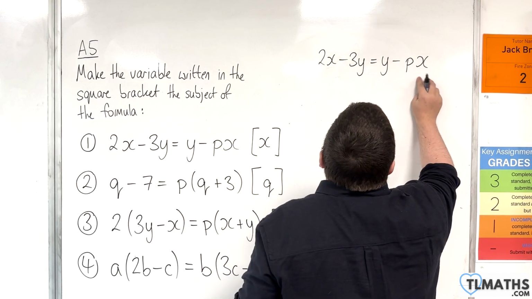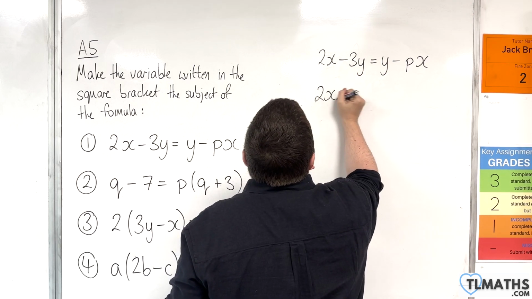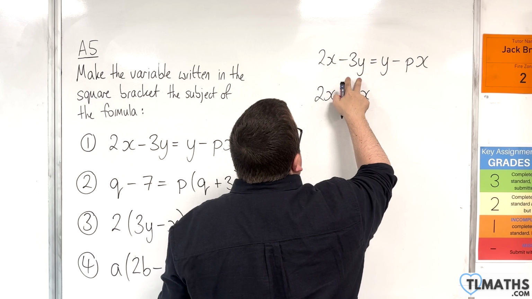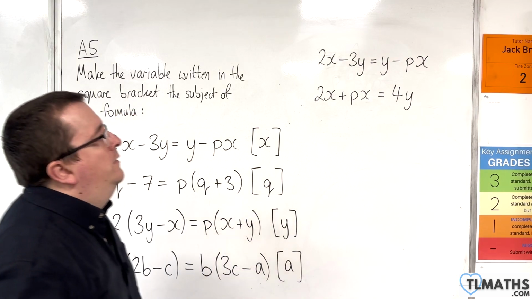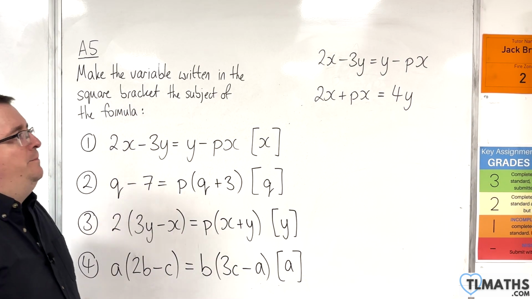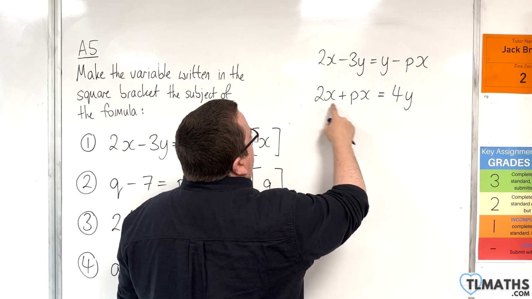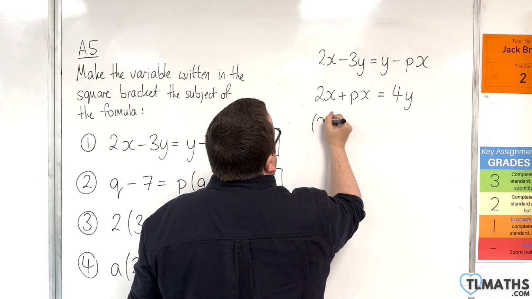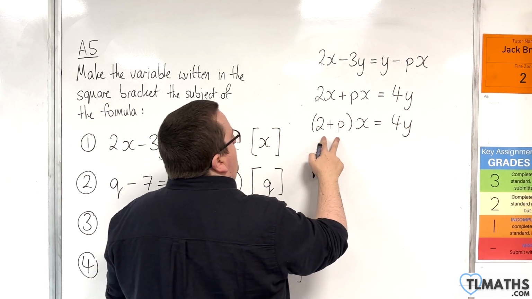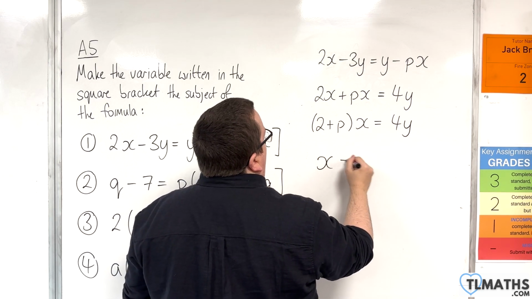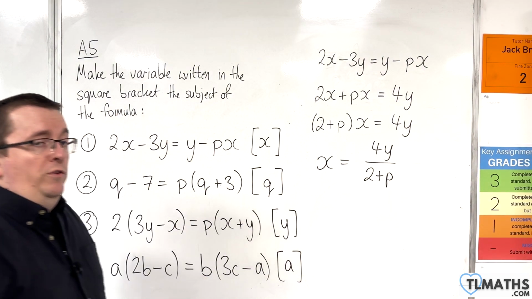So because I've got the minus px, I'd rather keep things positive, so I'm going to add px to both sides. So 2x plus px, and I'm going to add the 3y to both sides. So I'm going to get 4y on the right hand side, and that means I don't have any minuses to deal with. Now the left hand side can be factorised. Both terms have a factor of x, so we're going to have 2 plus p lots of x is equal to the 4y, and then we can divide through by the bracket. So x is going to be 4y over 2 plus p, and we're done.